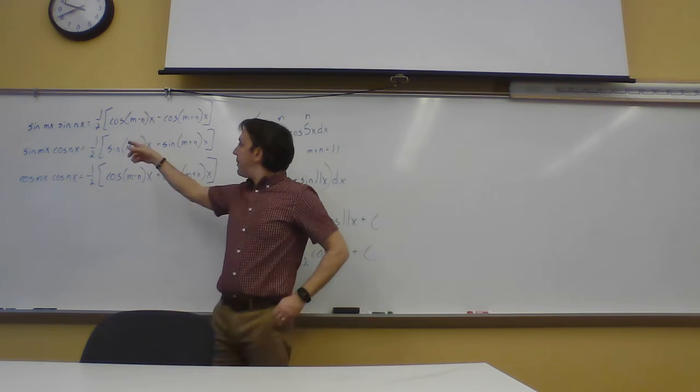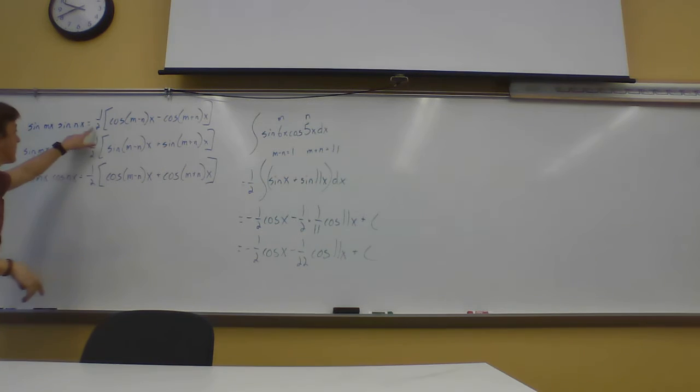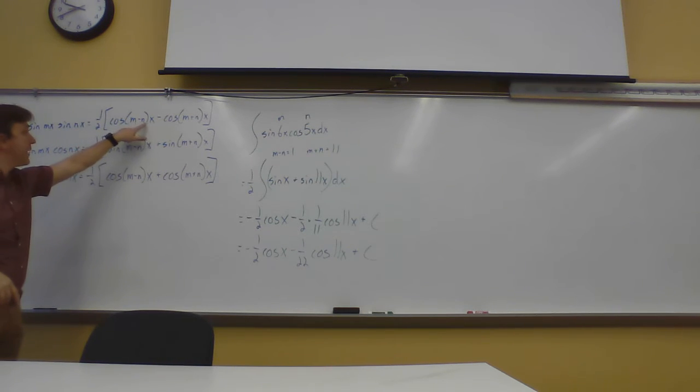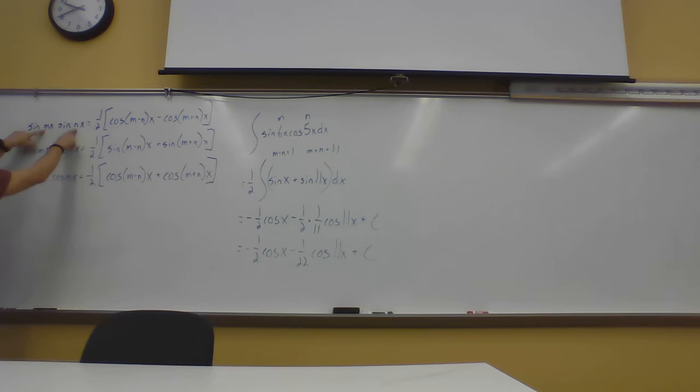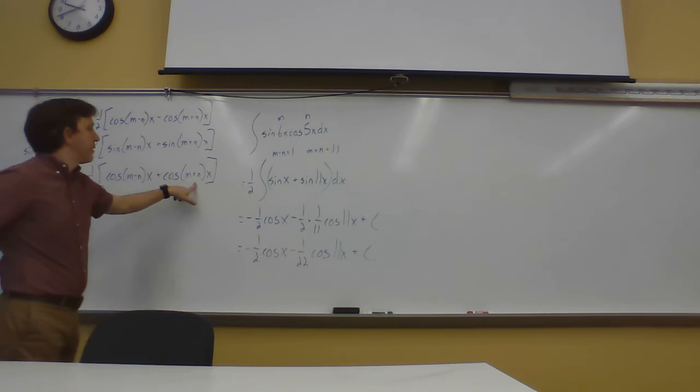So we have the sine of mx times the sine of nx is a half times the cosine of m minus nx minus cosine of m plus n. Now the good news is just numbers. So m minus n is easy to find, m plus n is easy to find. Sine mx cosine nx is a half times the sine of m minus nx plus the sine of m plus nx. And if they're both cosines, cosine of mx times cosine of nx is a half times the cosine of m minus nx plus cosine of m plus nx.